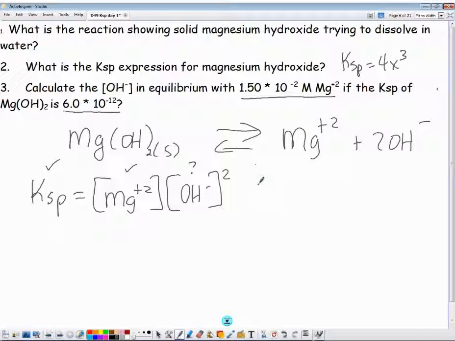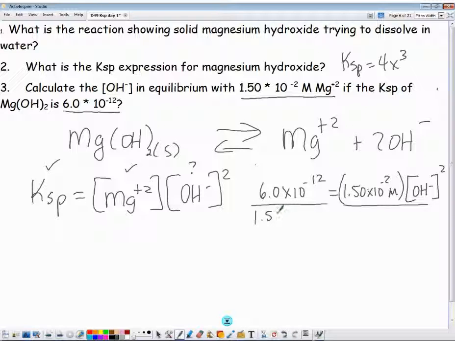These are easier generally because it's really just plugging and chugging into the Ksp expression as long as you write the correct expression. So I'm going to write down 6.0 times 10 to the minus 12. I'm going to set that equal to 1.5 times 10 to the minus 2, and multiply that by OH minus, unknown value, squared. Going to divide both sides by 1.5 times 10 to the minus 2. So that goes away.